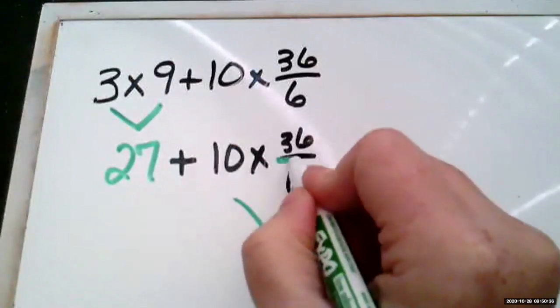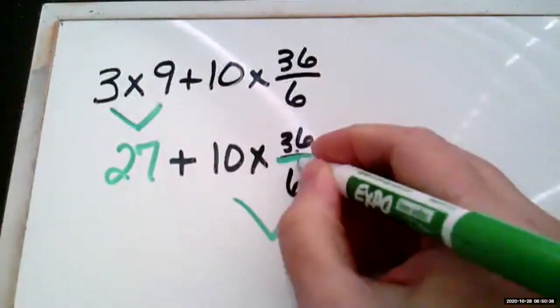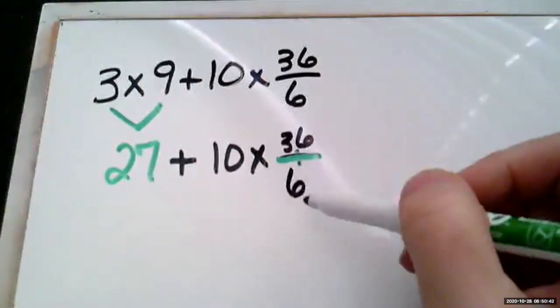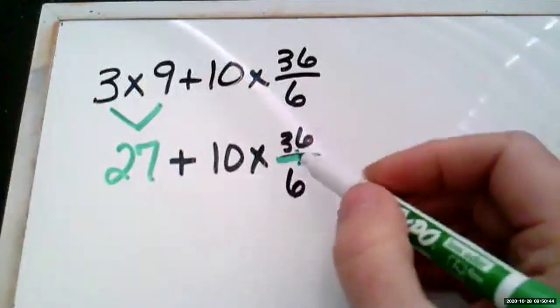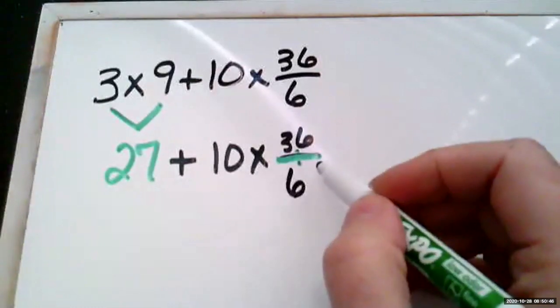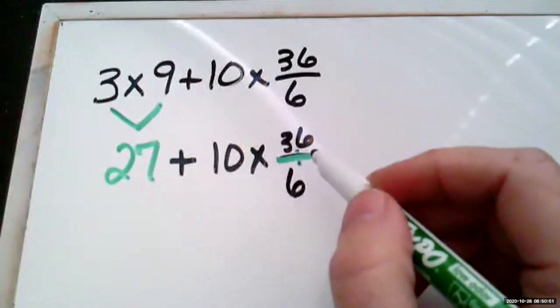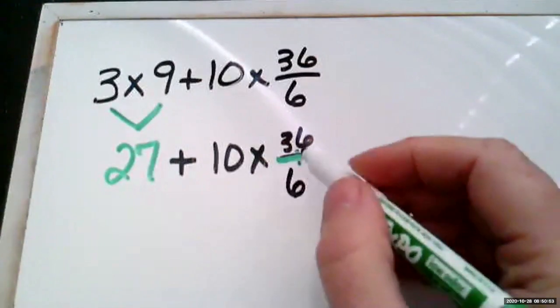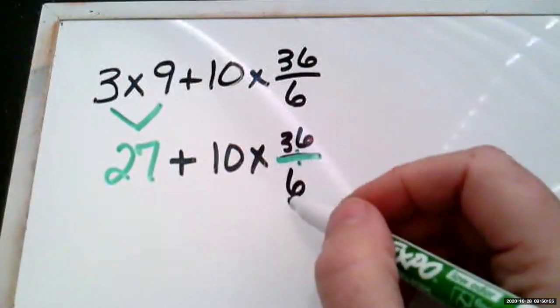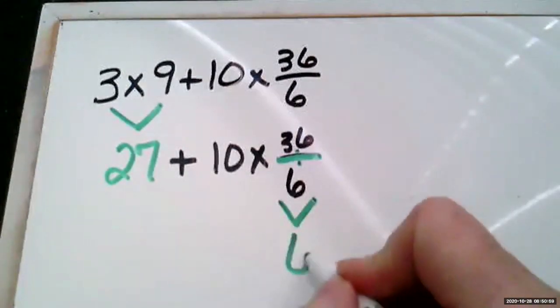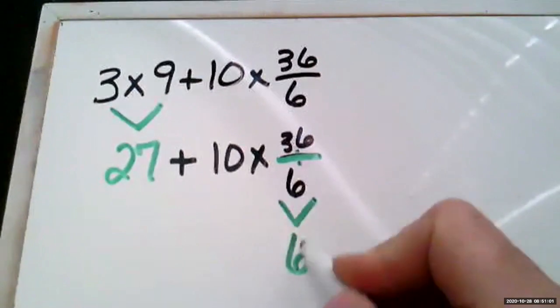Remember, this line right here means the same thing as divide. What is 36 divided by 6? There you go. Yes, anytime you see this fraction, fraction means divide. Nathan, you have an extra 0 there, my friend. It's just 36 over 6, so you can turn this into a 6, because 36 divided by 6 is 6.